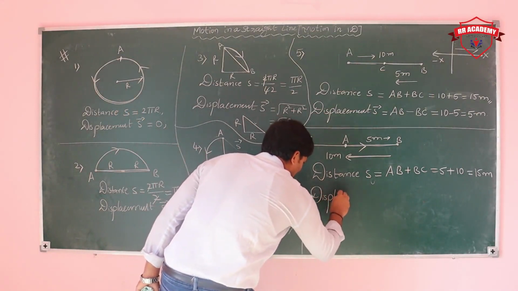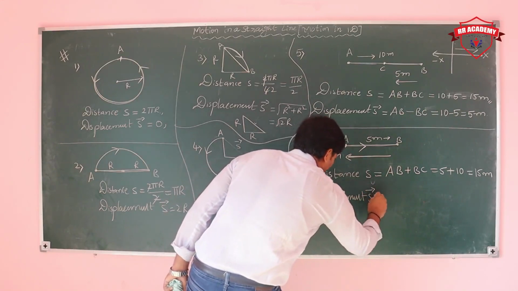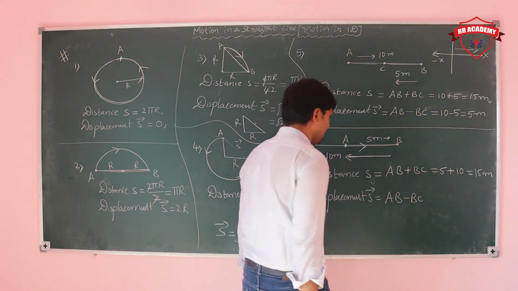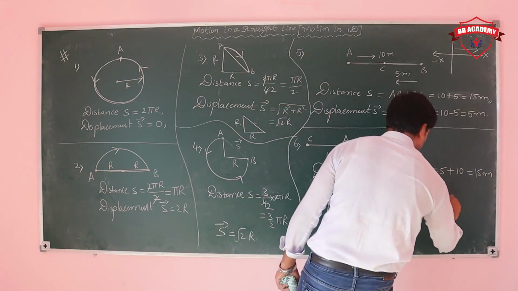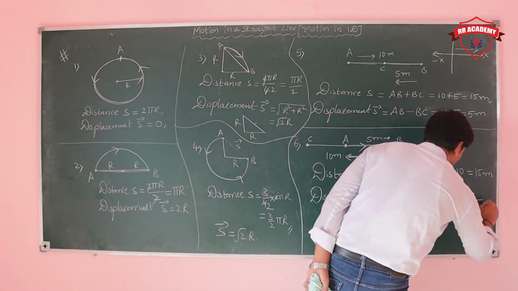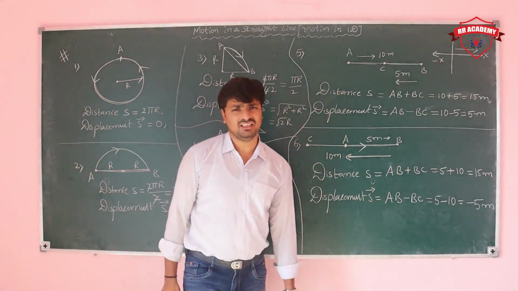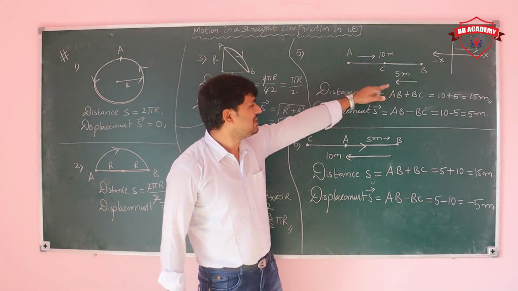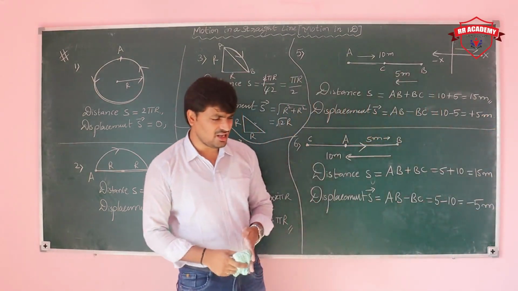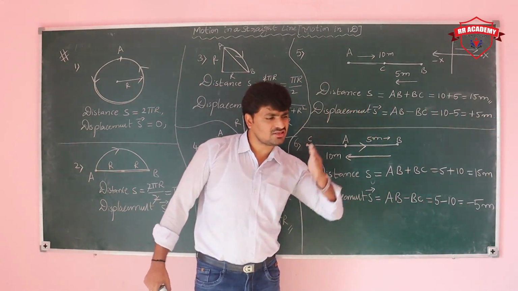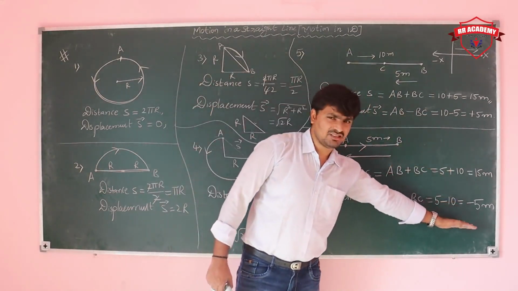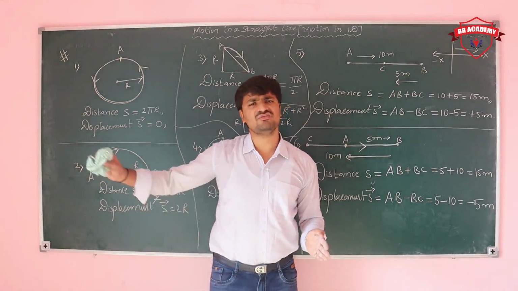And what about the displacement? Displacement, S bar is equal to forward A to B minus B to C. A to B, how much? 5. B to C, minus 10. Why minus 10? It is completely backward. So the final displacement is minus 5 meters. Here plus 5 meters represents the final position of C in the positive x-axis. 5 meters of the positive x-axis means 5 meters forward. Here minus 5 represents that the final position of C is 5 meters backward.